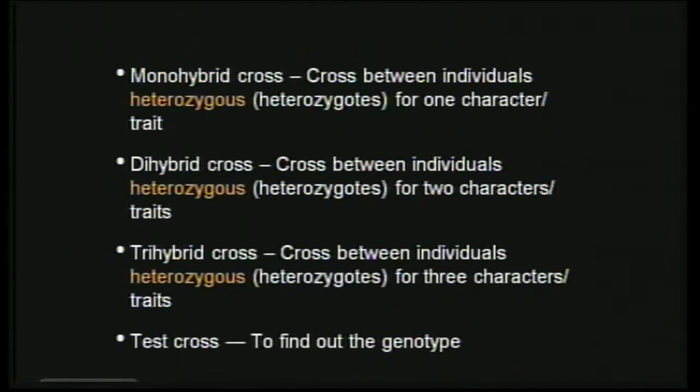What is this monohybrid cross? It is a cross between individuals heterozygous for one character. That means, as you saw, what is the heterozygous condition? One character heterozygous, for example, the one that we saw, it is heterozygous for one character. That means the flower color, it was heterozygous for the flower color. That means we had genes for purple flower color as well as genes for white flower color.